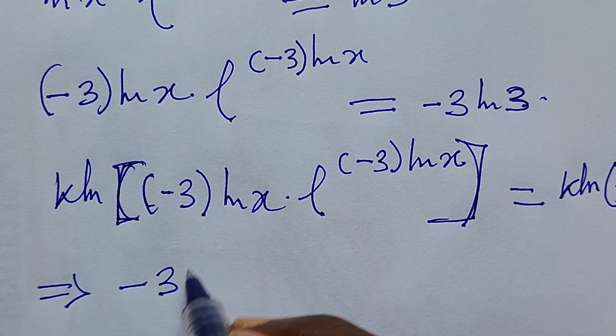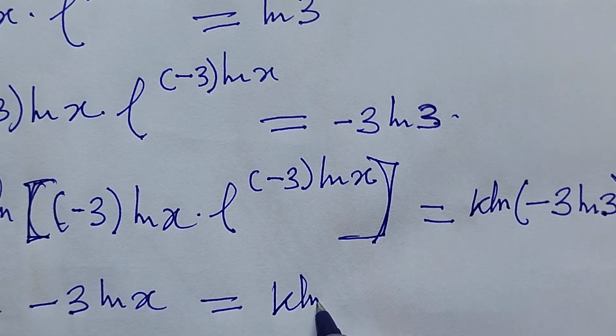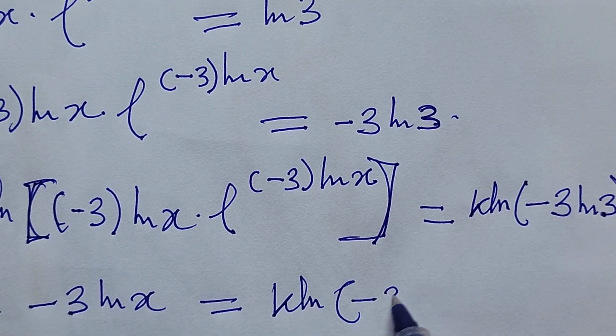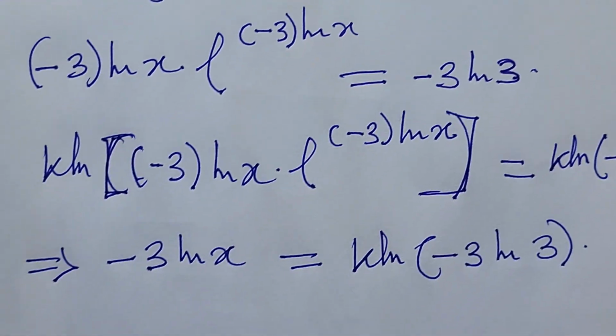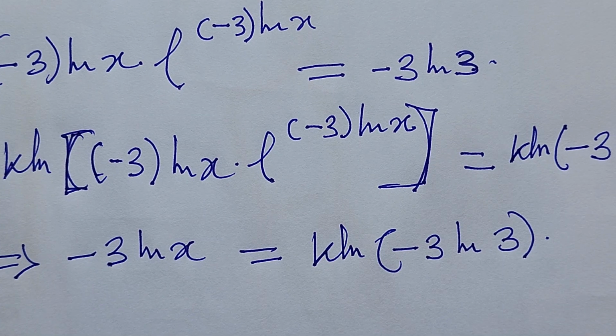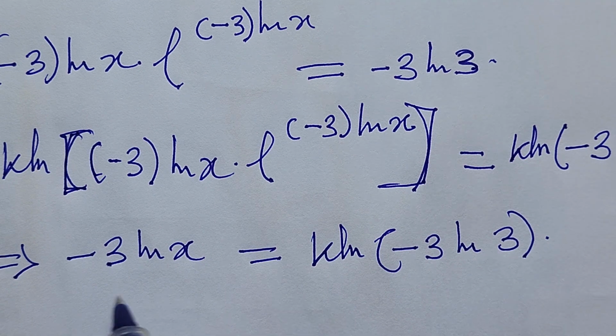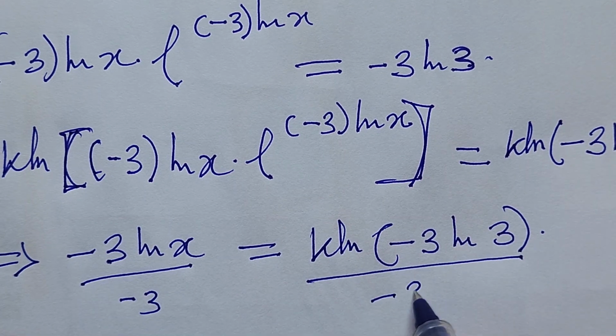our minus 3 ln of x will now be equal to W_n of (minus 3 ln of 3). So this is our expression for that. How do we get our x here now? It is very, very easy. First, we divide both sides by minus 3. So let's divide this side by minus 3. We equally divide this side by minus 3.